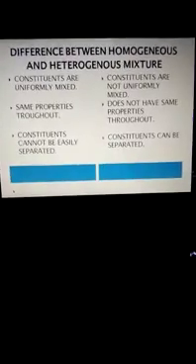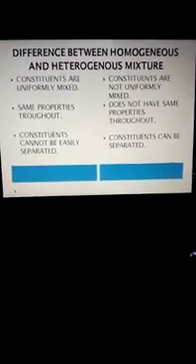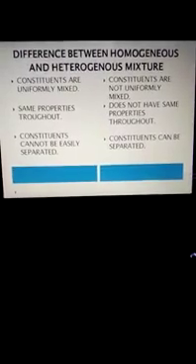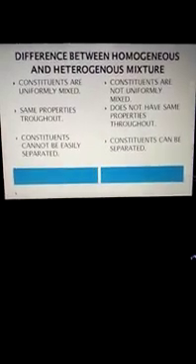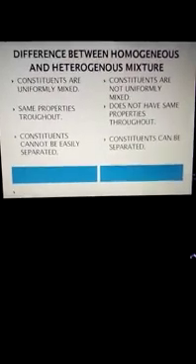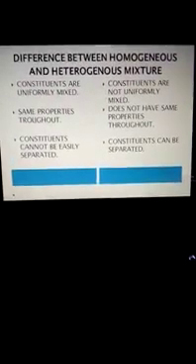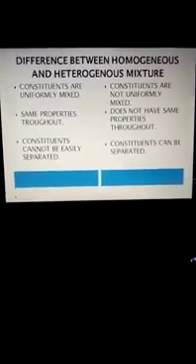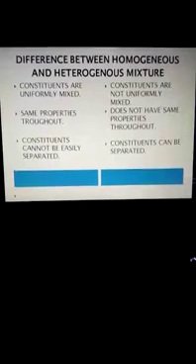Whereas heterogeneous mixtures are not uniformly mixed. The sand or the chalk powder or the sawdust, if we mix in water, will not be uniformly mixed in it. Some particles remain at the bottom.